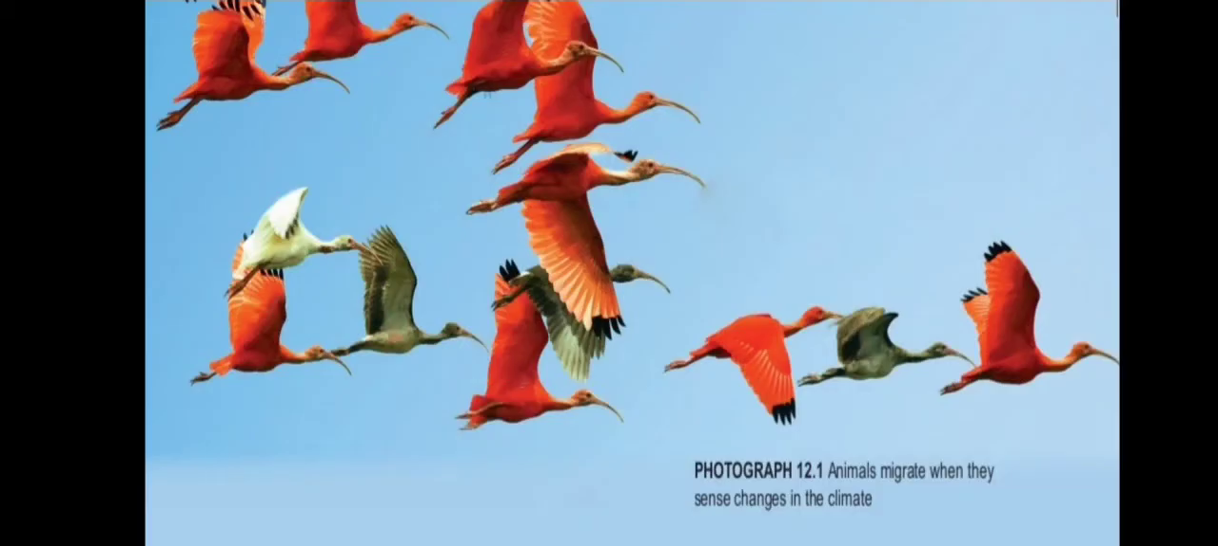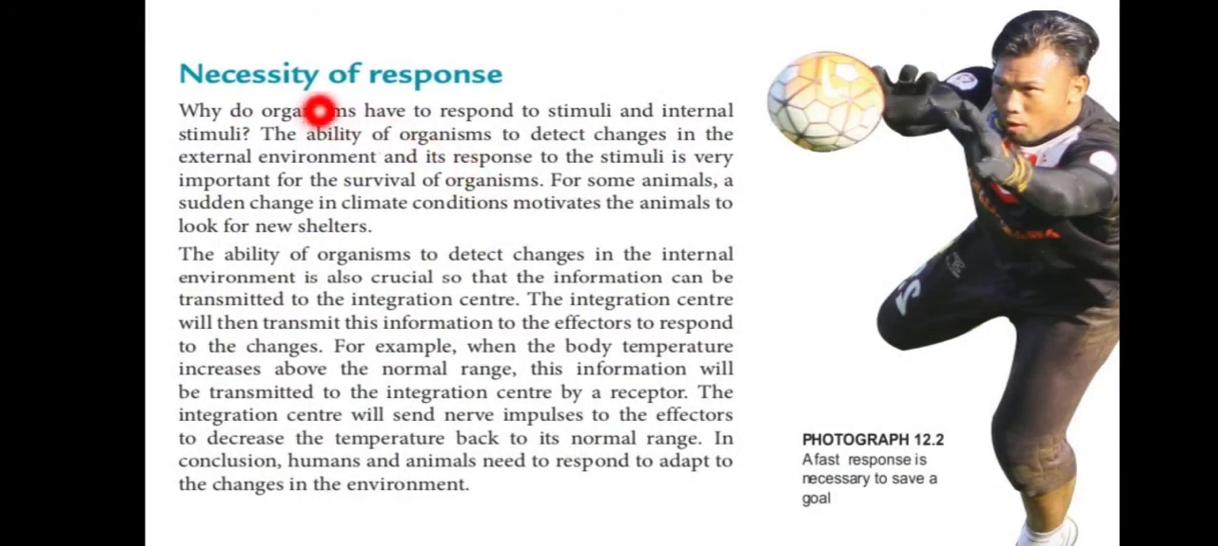Okay, ini contoh dia. So di sini animal migrate when they sense changes in the climate. Begitu. So kalau tidak ada stimulus, dia tidak akan migrate, betul kan? So bila ada dia punya stimulus dia adalah changes in climate. So ada response dia. Response dia adalah, for example here, ni birds ini migrate. Okay. So what is the necessity of response? Okay. So why we have to respond to the stimulus?